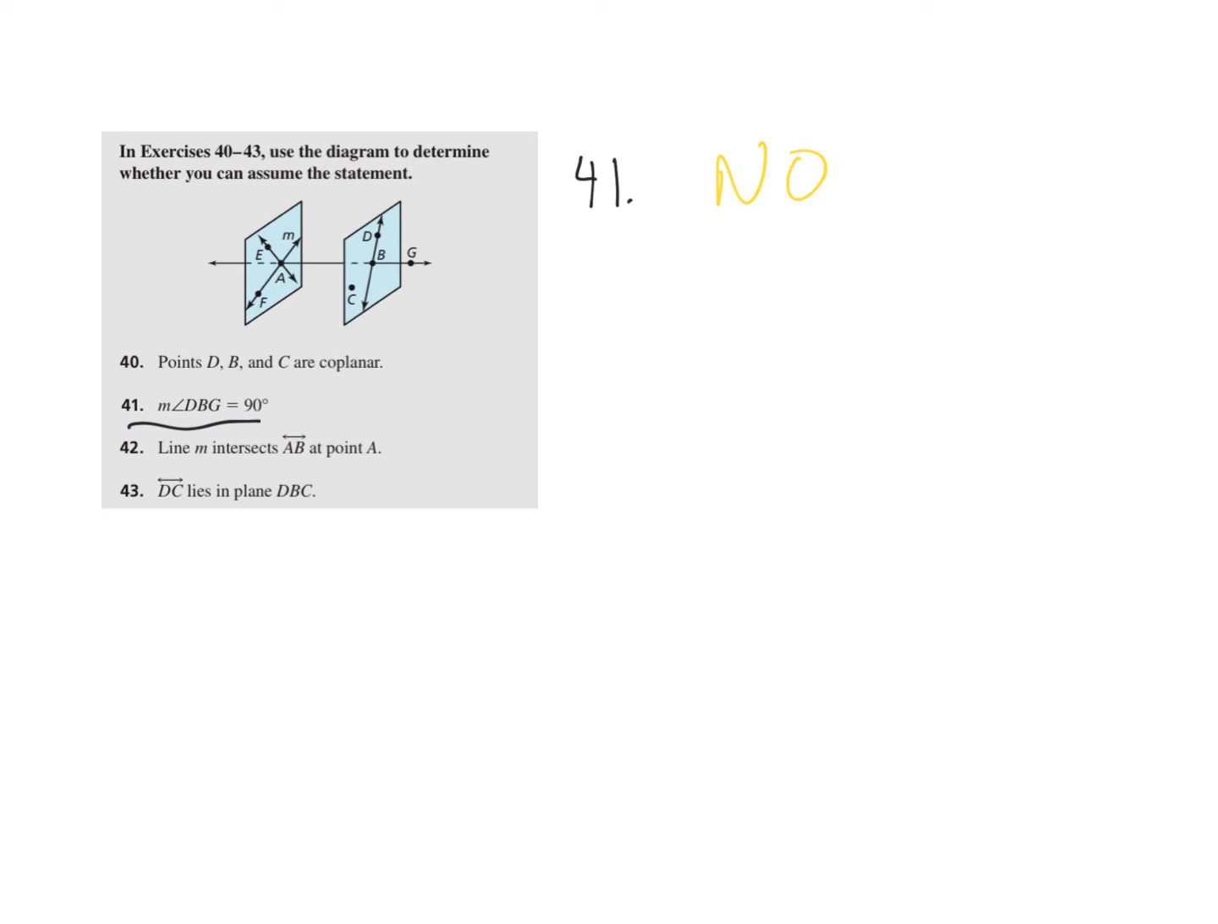All right, so let's look at 43. Line DC. All right, so there is a line that exists between the 2 points. That's your 2-point postulate, D through C. Now, the question is, does line DC lie in the plane DBC? Yeah, of course it does. DC is a line. Those 2 points are in the plane of DBC. So, of course, the line has to be in the plane. All right, there you go.